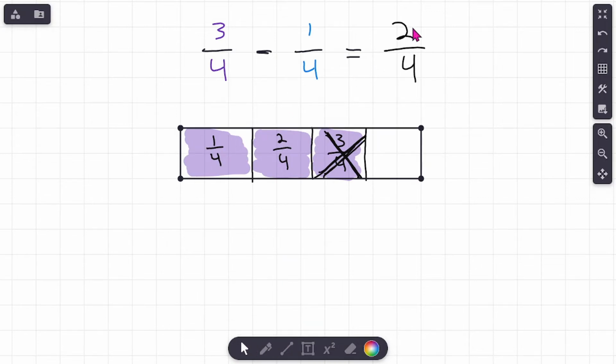Does our model match what our expression was telling us? Yes, it does. 2/4 up here, 2/4 in the model. If that one's a little bit confusing, it's our first time subtracting fractions. Don't beat yourself up. Remember, first time doing it, you may not know how to do it yet. Yet is the key word. Stick with it. Try another one with us, and let's see how you do.